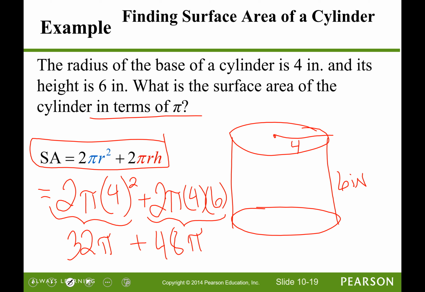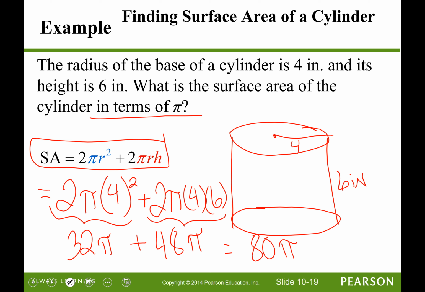Now looking at those two terms, they are like terms, which means we can combine like terms. And if we do that correctly, we will get 80. Let me erase that stuff first. 48 and 32 is 80. Yes, good. And that's 80 pi's.